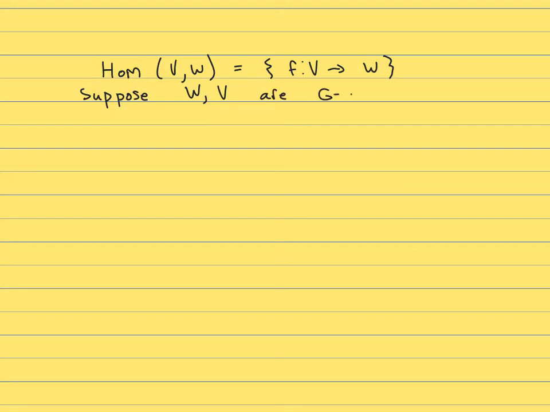Alright then, now we're going to start studying this space. So it's the set of linear transformations from V to W. Suppose V and W are G modules. Then so is Hom(V, W).